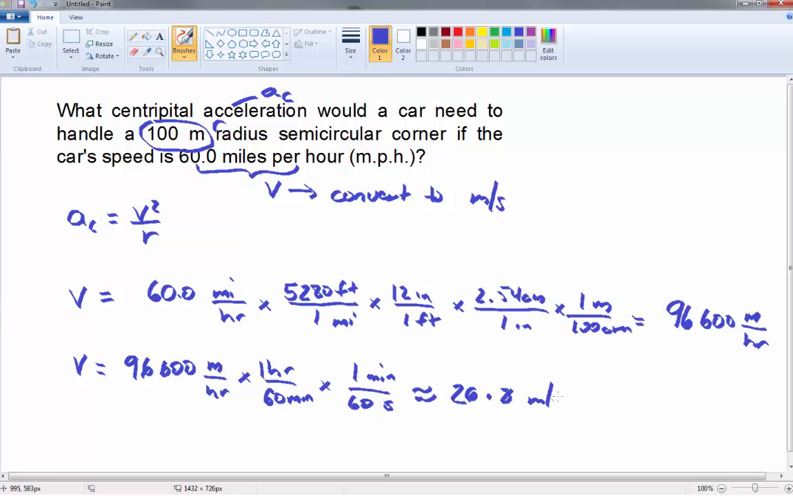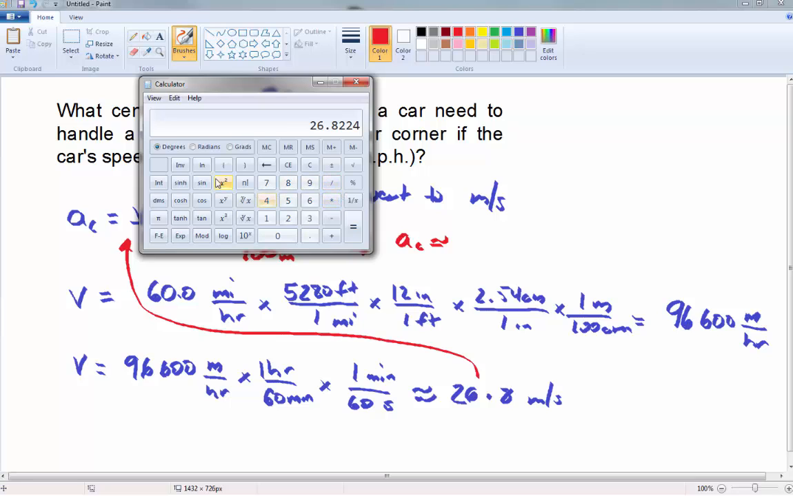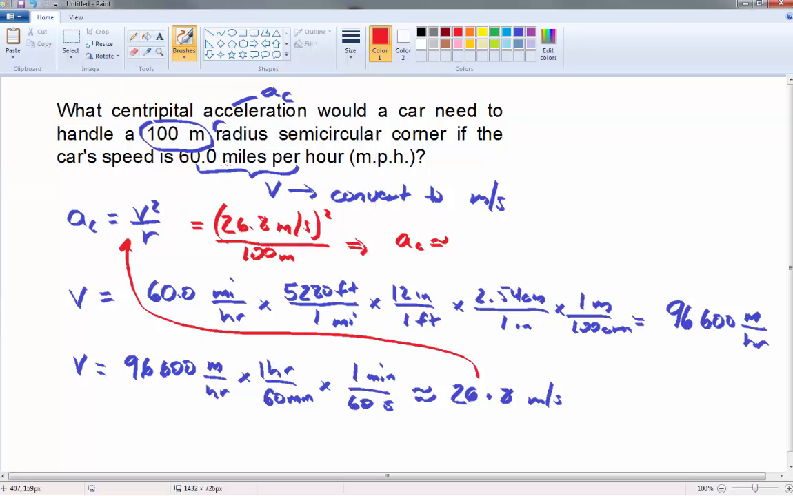Okay, so now our centripetal acceleration, now that we've made this conversion factor, we can plug it in up here. So what we end up with is 26.8 meters per second. We have to square that, and then we're going to divide by 100 meters. So the required centripetal acceleration is this number squared divided by 100, and that is 7.1944. So we would call this maybe 7.19 meters per second squared. So that's what our required centripetal acceleration is in order to handle this curve at this speed.